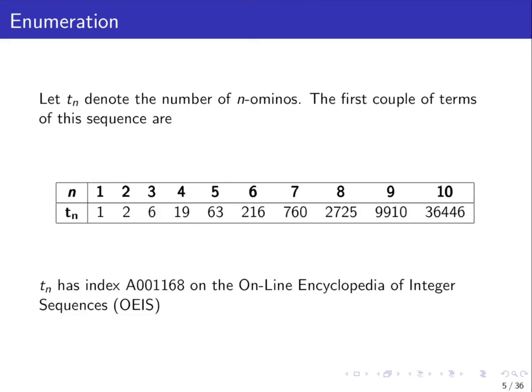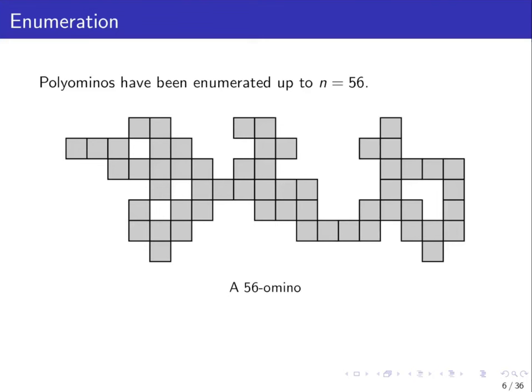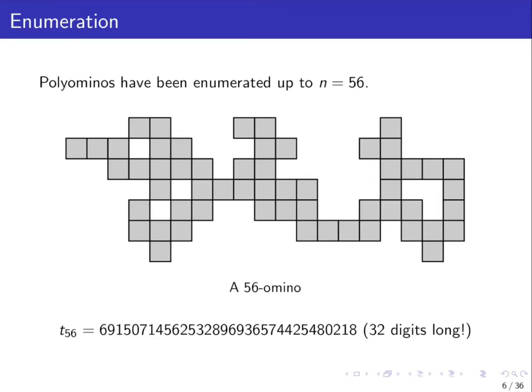This is a pretty famous sequence, and if you're interested in further study, it's helpful to know that T sub n has index A001168 on the OEIS. This sequence has been enumerated up to n equals 56, which is a pretty massive number, and as you can see, the polyominoes get pretty complicated and strange looking with this many squares. The total number of polyominoes you can make with 56 squares is this massive number, which has 32 digits.